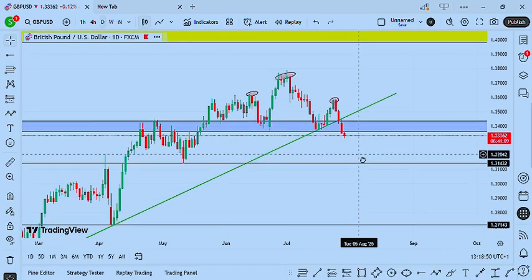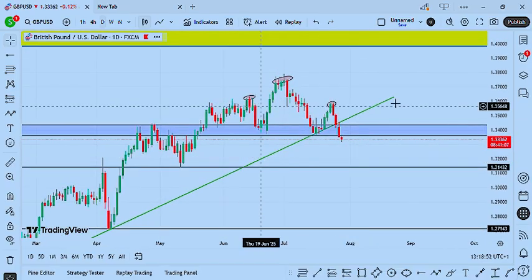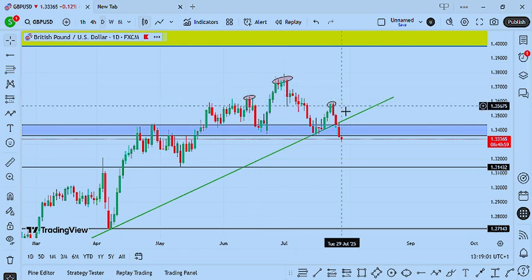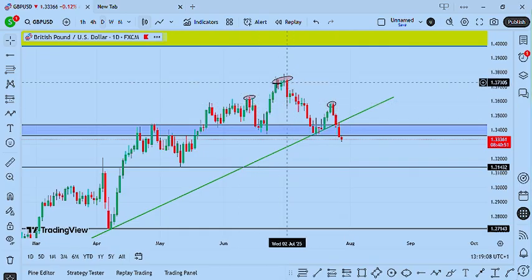Okay, the British pounds. You see this is a reversal pattern here. This is the right shoulder, the left shoulder, the head. You have the right shoulder here, right? Left, right. You have the head.